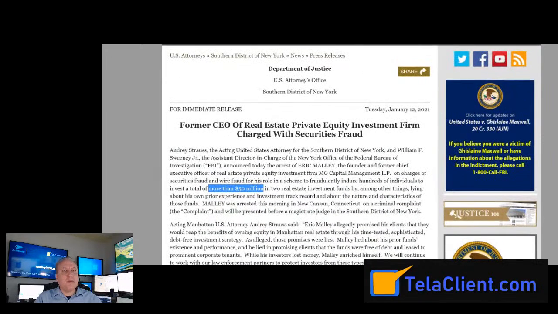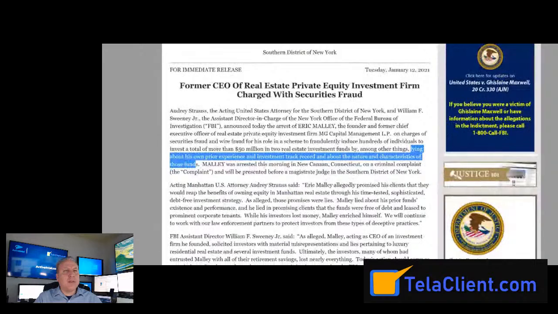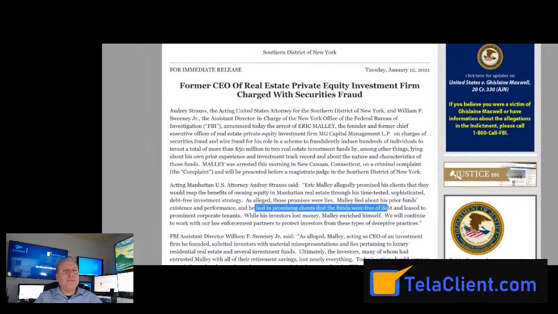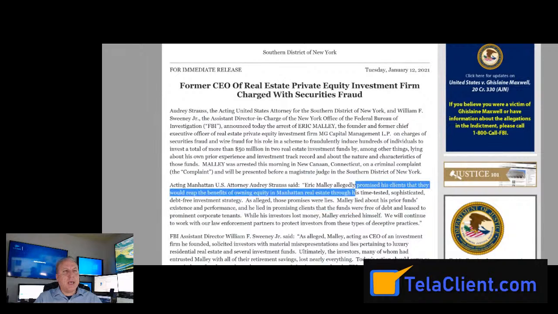And the way they did it was they made false representations. They lied about their experience and they lied about the characteristics of the funds. I think that in this case, they also lied to say that these properties were unencumbered by debt. Yeah, right here. He lied to the client saying that the funds were free of debt and leased to corporate clients. Apparently, allegedly, that wasn't the case. These were encumbered properties. He promised his clients that they would reap the benefits of owning equity in Manhattan real estate. Allegedly, that wasn't true.